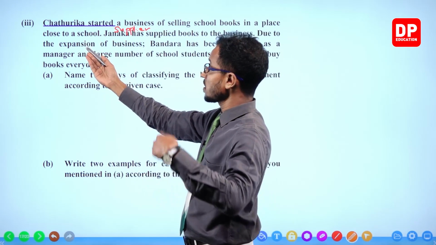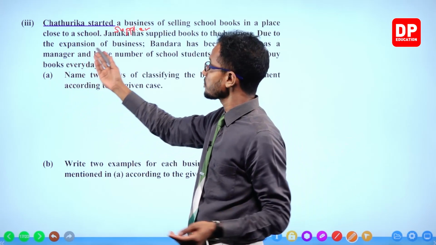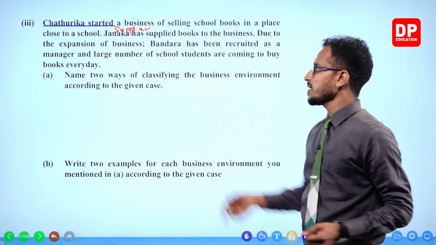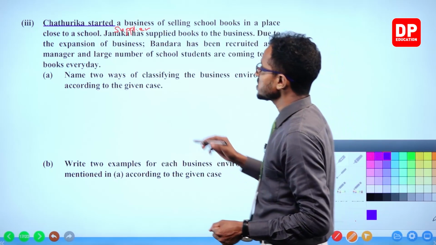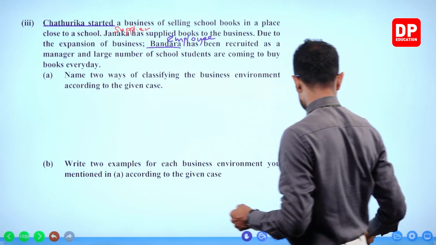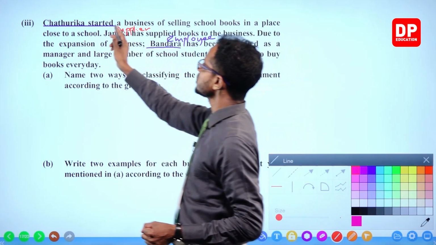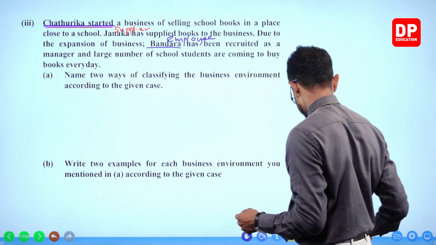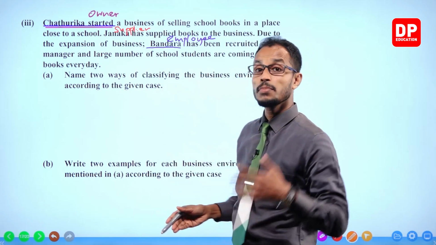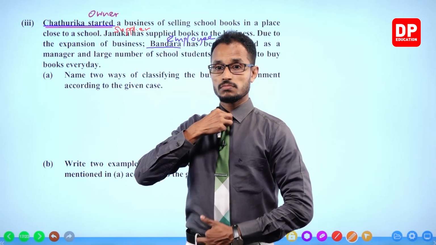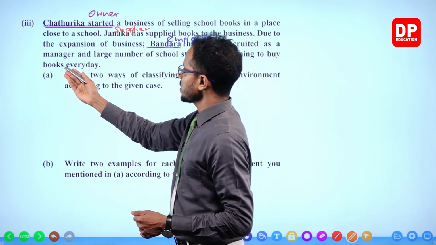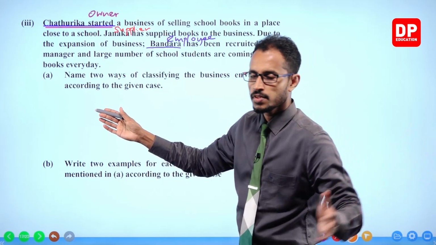Due to the expansion, Bandara has been recruited as a manager, and a large number of school students are coming to buy books. Who is this Bandara? He's an employee. Chaturika is the owner. Mark these things. Janaka is the supplier, Bandara is the employee, like the manager who is implementing the decisions. Students coming to buy books every day. A successful business.